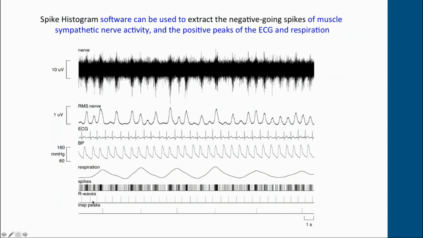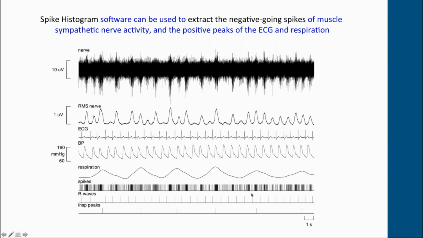Down here, I've used the same software to extract the R waves of the ECG, shown here, and in the lowest trace, I've used the same software to extract the positive peaks of the respiratory record. So we have events of muscle sympathetic nerve activity, or the spikes being generated, the R waves for the ECG, and the inspiratory peaks of the respiratory record.